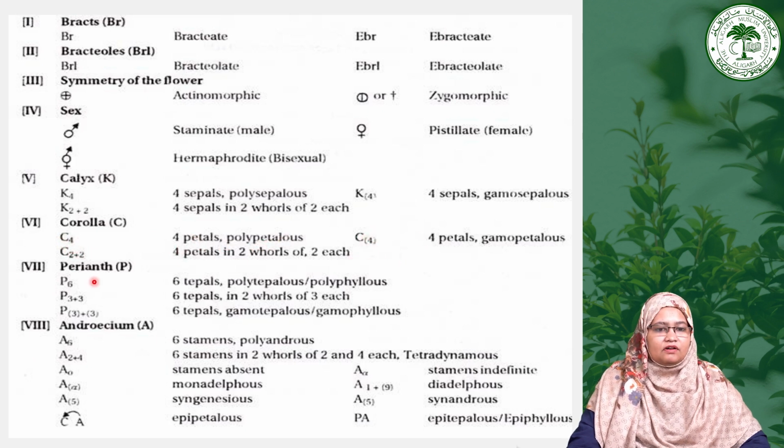Then perianth has the same type of representation, just using the symbol P. For androecium, we use the symbol A. As you can see here, the A represents the number of stamens. A6 means the stamen number is 6 and they are free. A 2 plus 4 means 6 stamens in 2 whorls. 2 plus 4 also represents the tetradynamous condition.